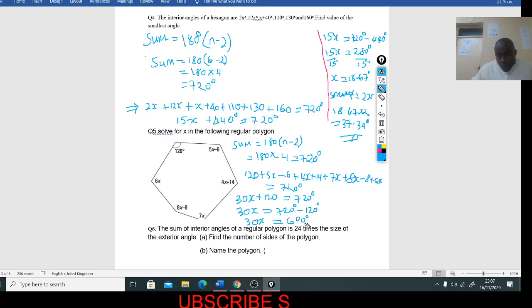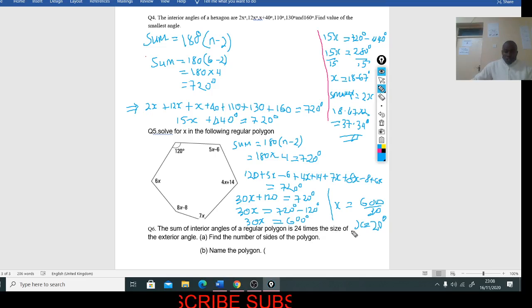Now you divide by 30 all through. x will be equal to 600 divided by 30. So x equals 20 degrees. That is how you are supposed to solve for the value of x here.